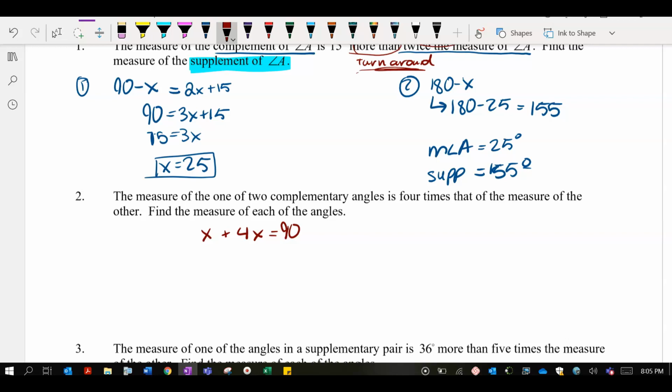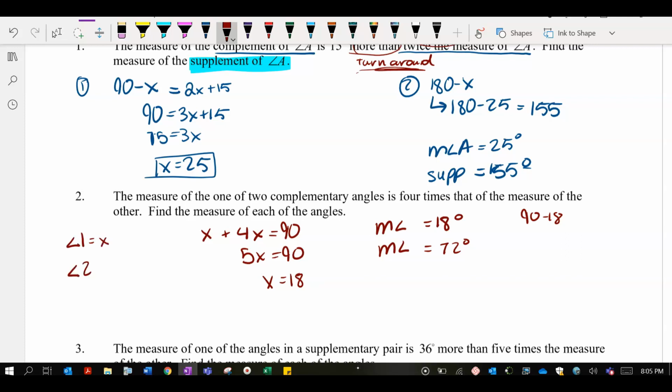Okay, so here then we will find the measure of each of the angles. We'll get 5x equals 90, and we'll go ahead and get x equals 18. So the measure of one of our angles equals 18, and for the other angle we'll do 90 minus 18, and we will get 72. Now, I want to go back to the beginning where it's talking about one of two complementary angles. We know we're going to have two angles, so angle 1 and angle 2.